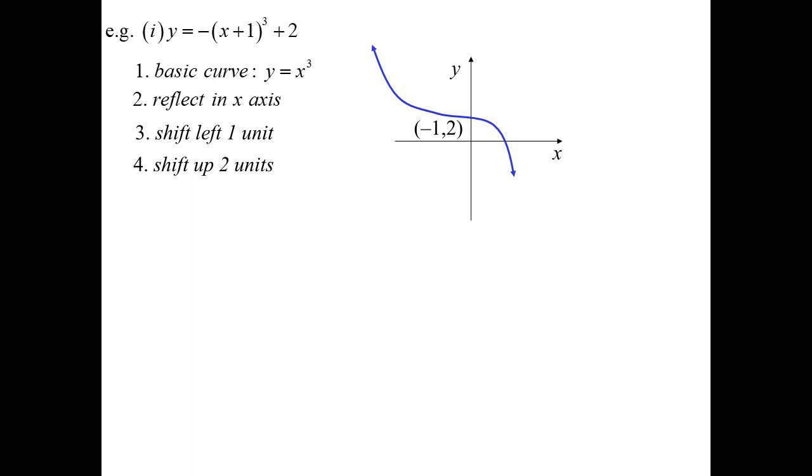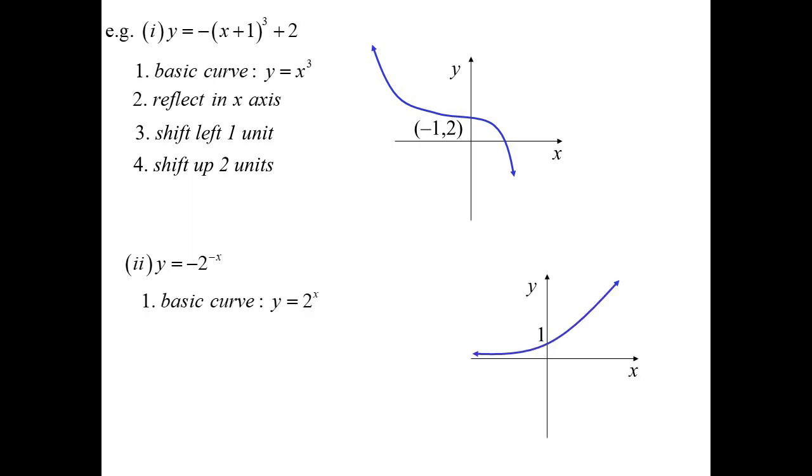It would go there. y equals minus 2 to the power of minus x. Well, here's the one where both have been made negative. This is the one that's a rotation. So there's the basic curve, 2 to the power of x. We're reflecting in the original, rotating 180 degrees. So spin it round and you'd end up like that.